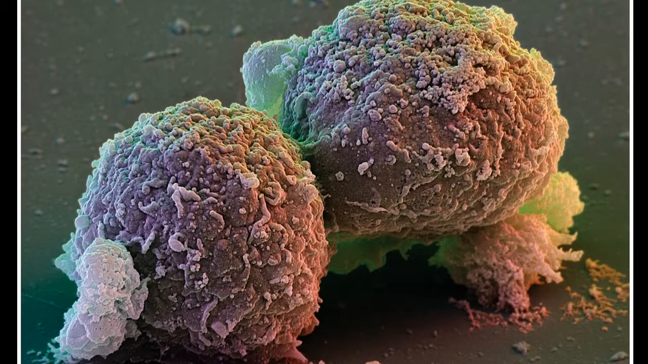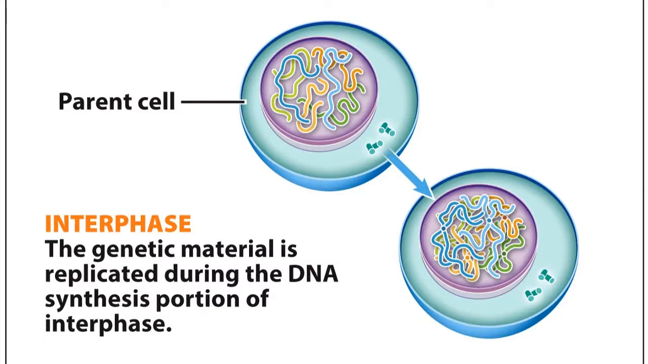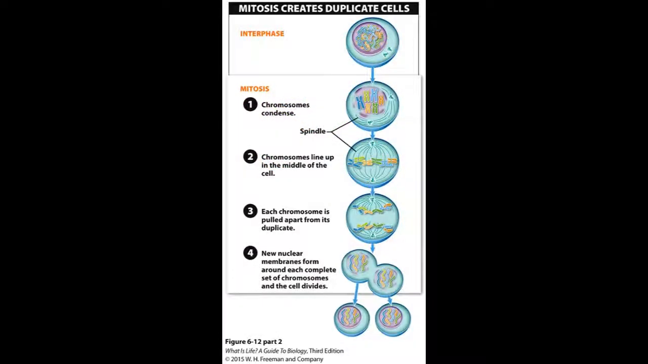In this lesson, we take a look at an overview of mitosis, which of course leads to duplicate cells. For mitosis to begin, the parent cell replicates its DNA, creating a duplicate copy of each chromosome. Once this task is completed, mitosis can take place.